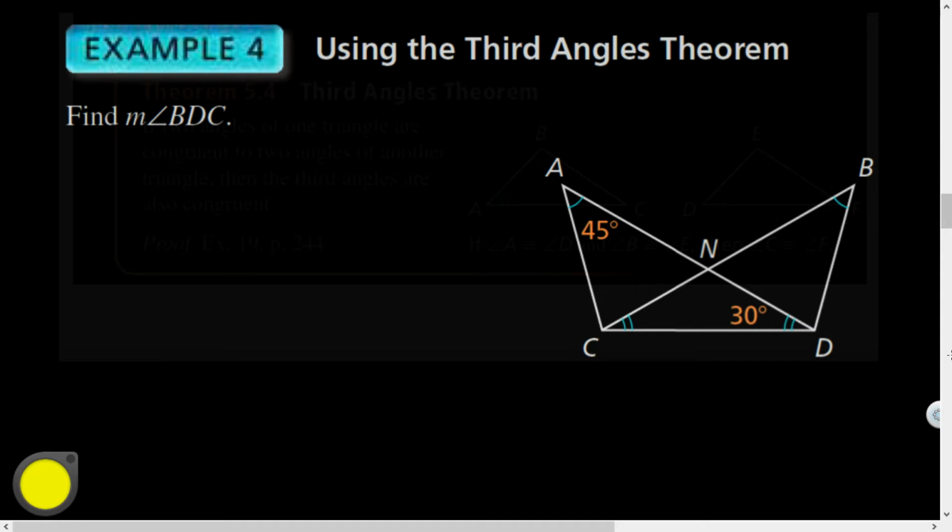All right. Horse legs. Okay. Didn't know. Find the measure, ladies and gentlemen.